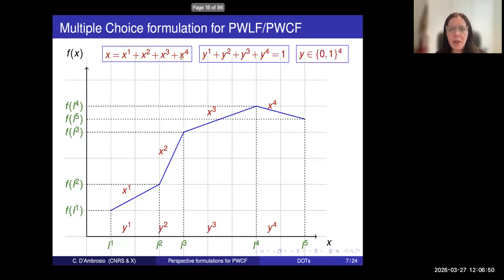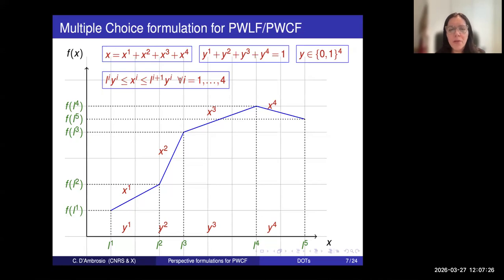Now, to model the pieces, we introduce 4 binary variables, y1 to y4, and they have to sum up to 1. In particular, the interpretation of the value of the binary variable is that we select one of the pieces, in particular the one that includes the value that the variable x is taking. So we will see a numerical example in a few seconds. And let me now introduce the other constraints.